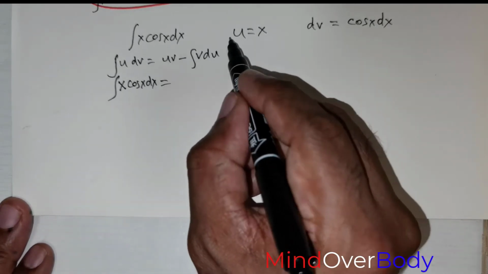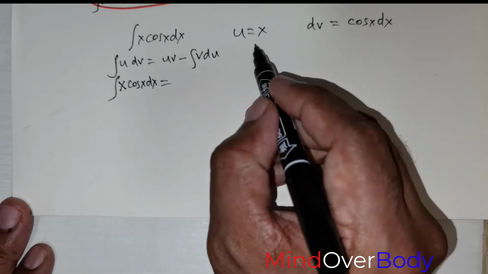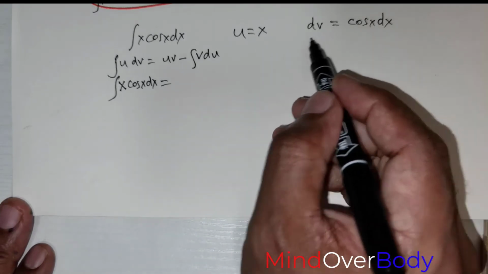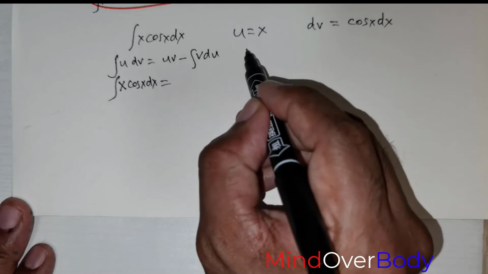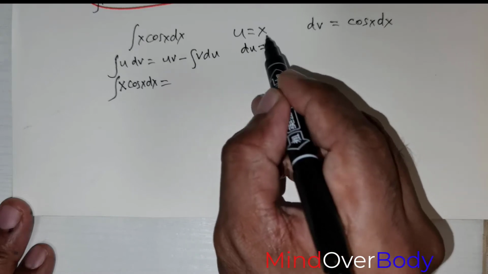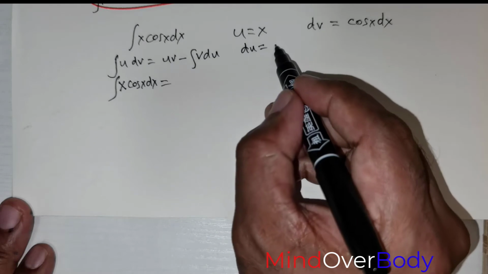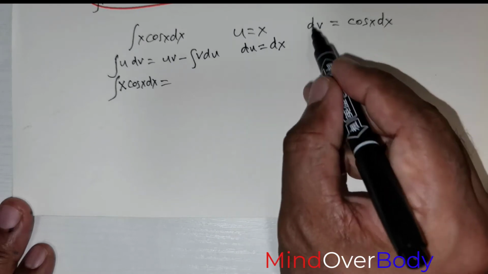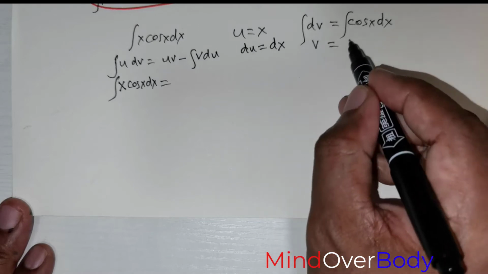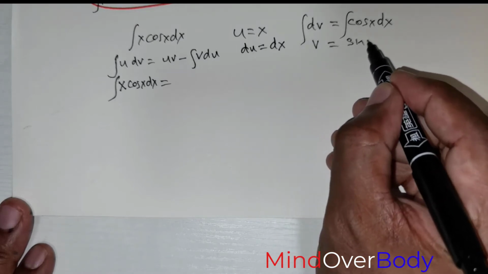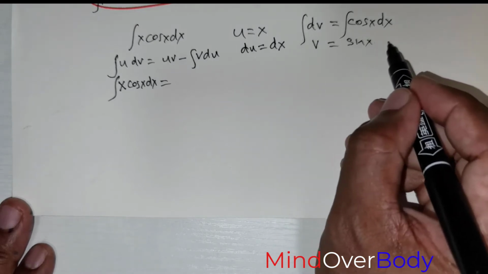Now to get the values for du and for v, we will have to differentiate and integrate. Upon differentiation of u, we would get du. Differentiating x would give us dx. In this case we will have to integrate. So integral of dv will give us v. Integral of cos x would give us sin x. We don't have to place the arbitrary constant here.